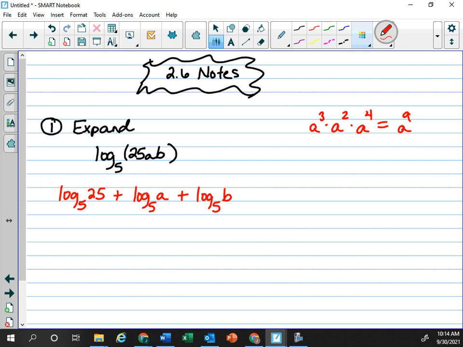Okay. Can I simplify any of those logs? First one's just 5. Close. 2. You're thinking 5 times 5, right? Which is 2. So it is 2 plus log base 5 of A plus log base 5 of B, and that is your answer.